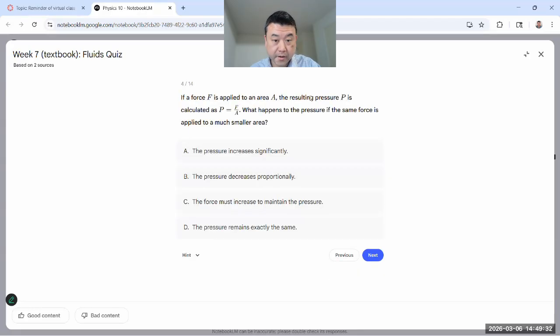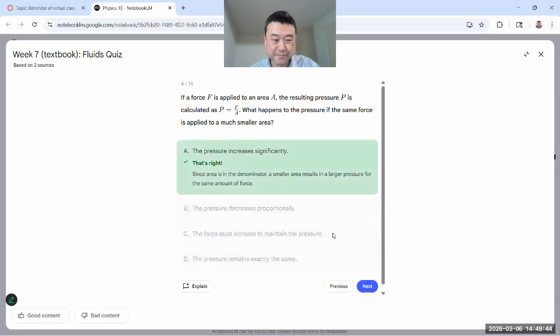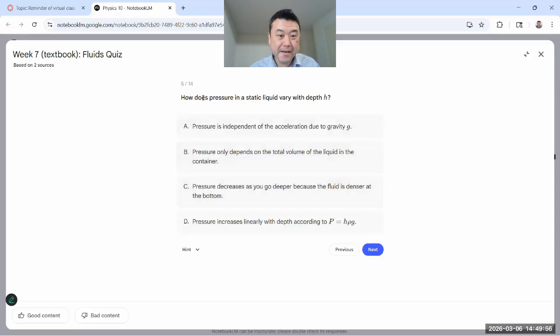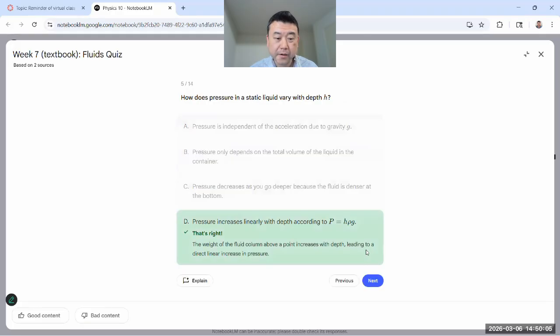Okay, force applied to an area, pressure. Yeah, pressure. What happens when the same force is applied to a much smaller area? Pressure increases significantly. Yeah, sounds good. In the fluids setup, sometimes it's the pressure that stays the same, like with the ideal gas law, or pressure due to the weight of the fluid and all that. Yeah. How does pressure in a static liquid vary with depth h? Linearly. I did the derivation. Yeah, that's actually the formula.